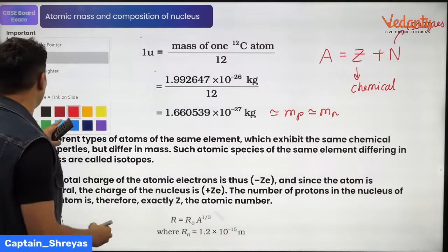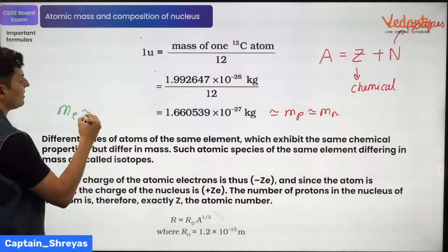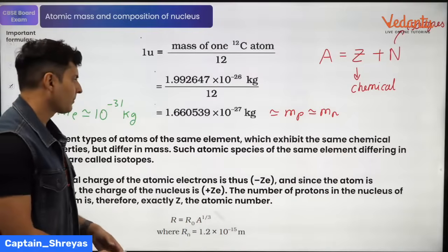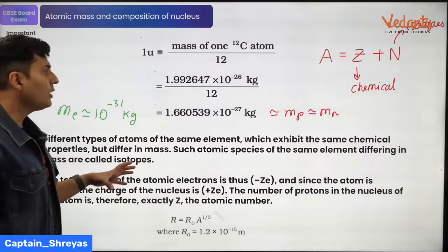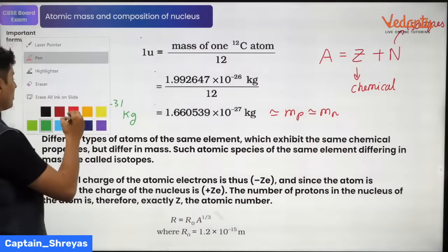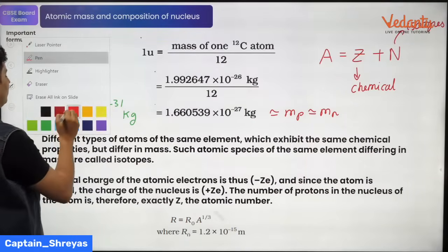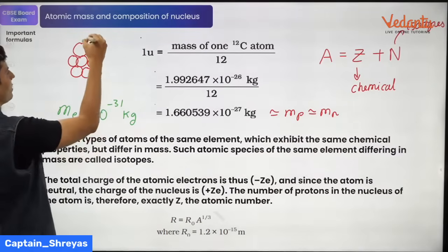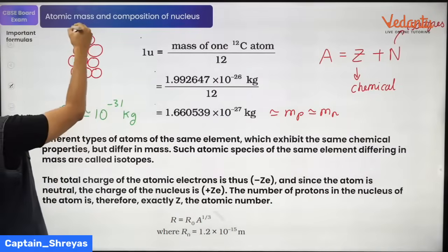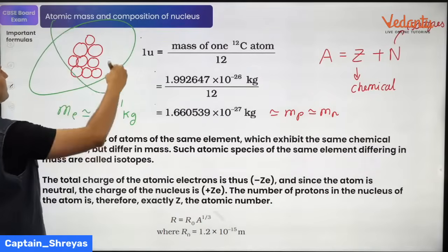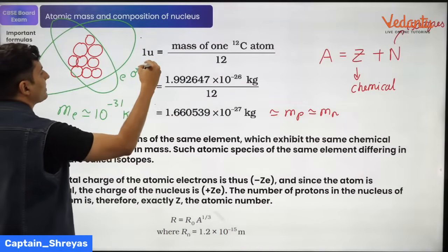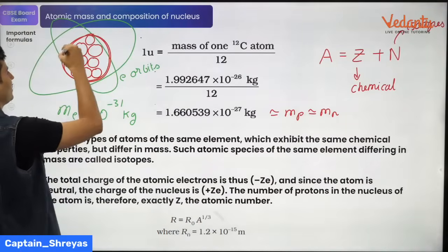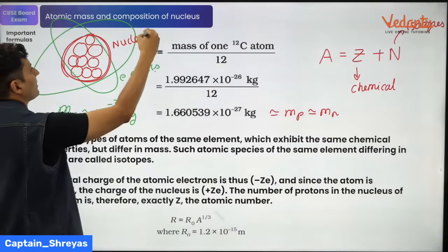That's approximately the mass of a proton or neutron, whereas the mass of an electron is typically of the order of 10^-31 kg. That's very, very small compared to this. You will see that when you look at the nucleus of an atom, so let's say this is your protons and neutrons like this, for example. This is your nucleus, and maybe the electrons are going in orbits like this. These are your electron orbits. So obviously you can see the nucleus has some size. This is nothing but your nucleus.